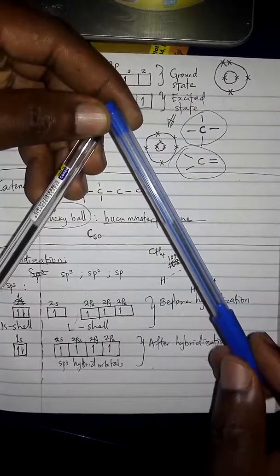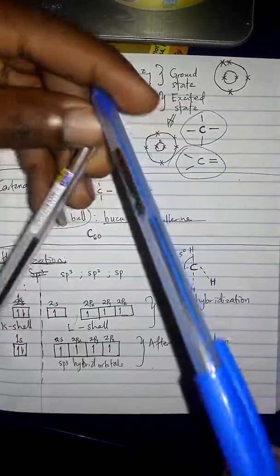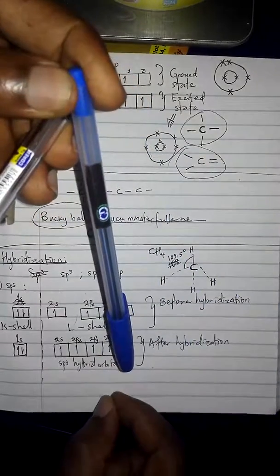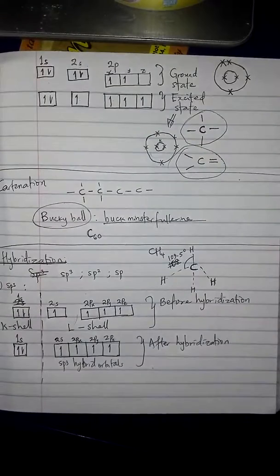Then again, you have another one like this. You have another hydrogen here. You have another one like this, and another hydrogen here. So that's what I mean by a tetrahedral shape. When you put all those four together, you're going to form that tetrahedral shape.